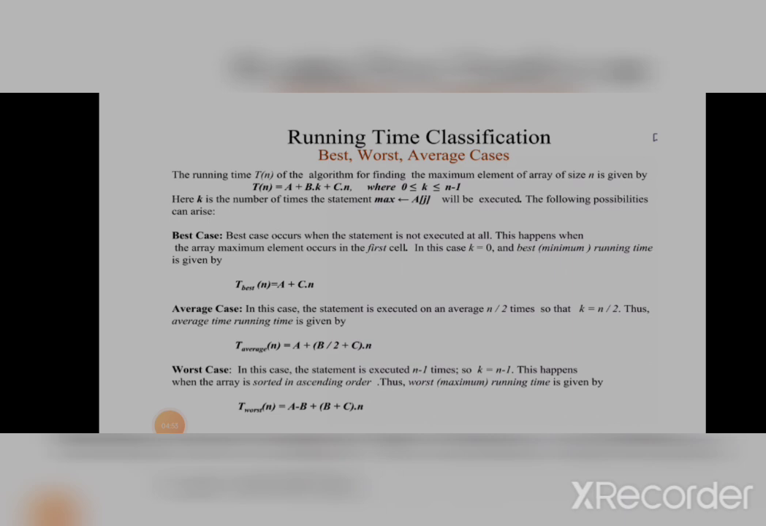Then the next one, the worst case. In this case, the statement is executed n−1 times, so k = n−1. This happens when the array is sorted in ascending order. Thus the worst-case maximum running time is given by T_worst(n) = a − b + c·n. Thank you.